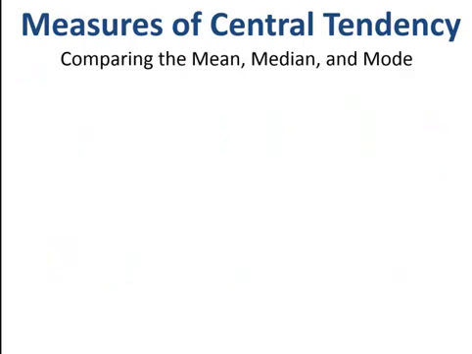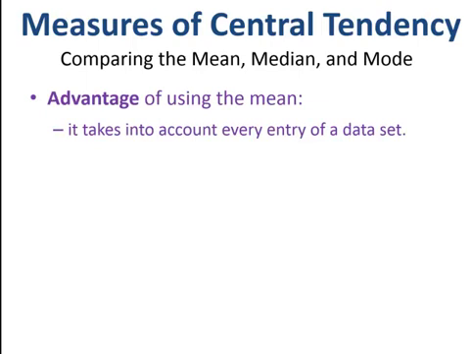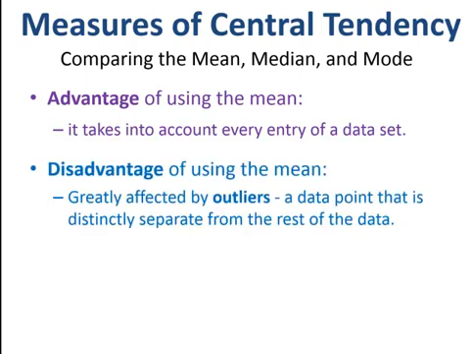When we're comparing the mean, median, and mode, the advantage of using the mean is that it takes into account every entry of the data set. The disadvantage of using the mean is that it's greatly affected by outliers. An outlier is a data point that is distinctly separate from the rest of the data set. An example of an outlier could be if I was to get the average of a test grade in my class and there is a 0 test, that would be an outlier.